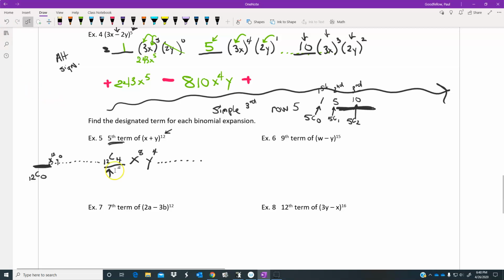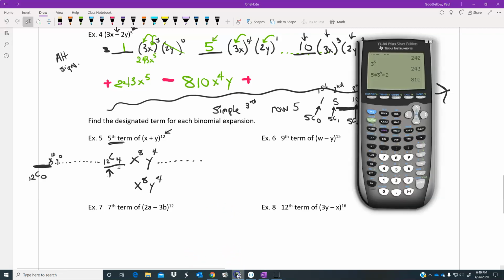Now, what we need to do is come up with the coefficients. I know the answer is going to be x to the 8th and y to the 4th, but what goes right there? And this is where your calculator comes in and can really help you out. Can it find the fifth term of Pascal's 12th row combination? And it can. Here's what we're going to do.